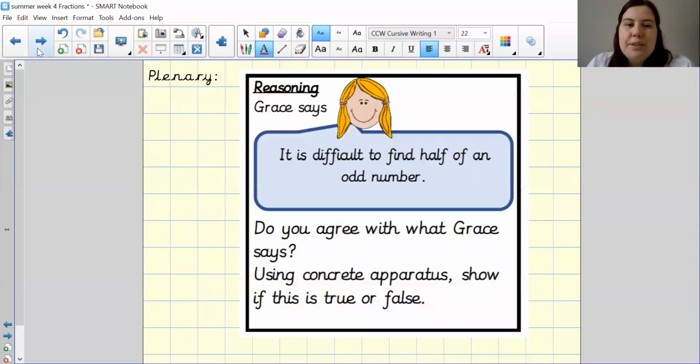Okay, so that is the end of your activities. And then finally, we have a reasoning problem at the end just to make you think. Grace says, it is different to find half of an odd number. Do you agree with Grace? Use concrete apparatus. That means use some objects to show if this is true. So I would like you to represent it and try and solve it. I don't just want to say yes, you agree, or no, you agree. I want to know why you agree.